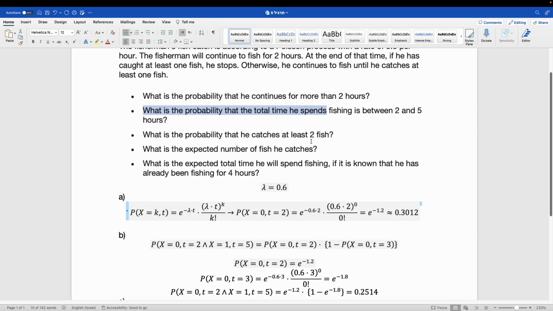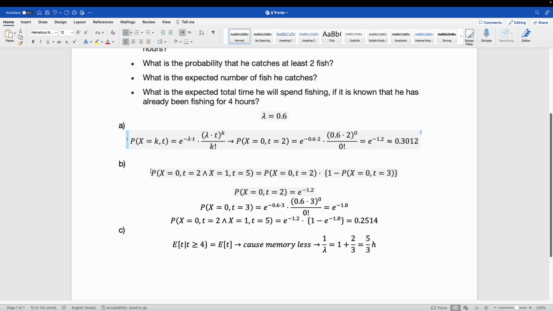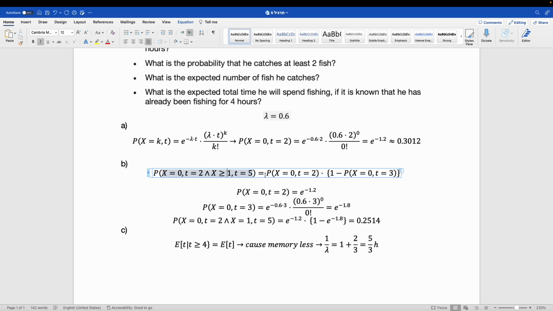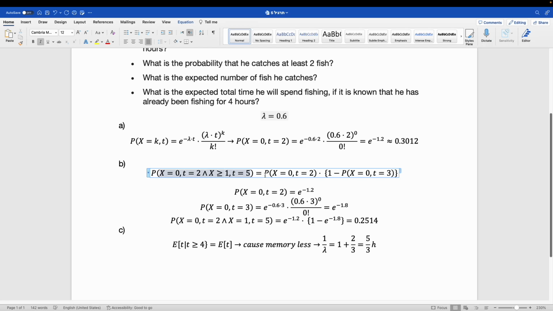And now for the second question: what is the probability that the total time he spends fishing is between 2 and 5 hours? Now it's really easy to know that. We want both the probability that X equals 0 when t equals 2, and X is greater or equal to 1 when t equals 3. So we look at this as two steps. First, let's calculate the probability that X equals 0 in the first 2 hours. Then, because it's memoryless, we can just multiply by the probability that X will be greater or equal to 1 in the next 3 hours.